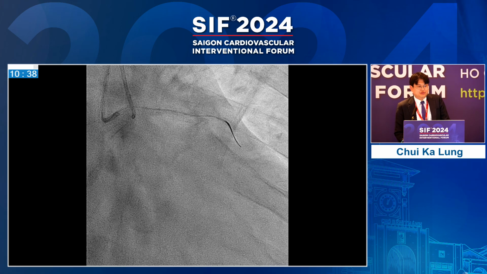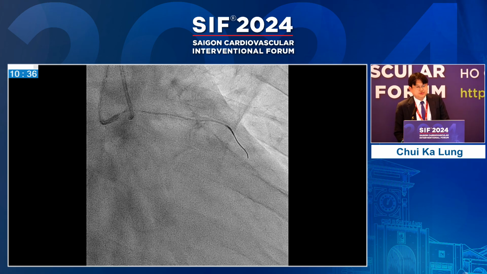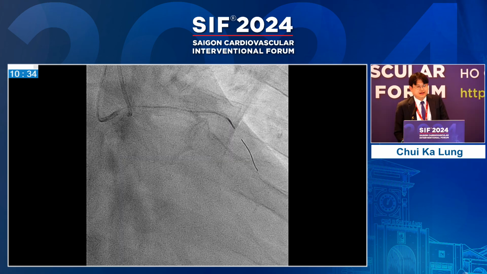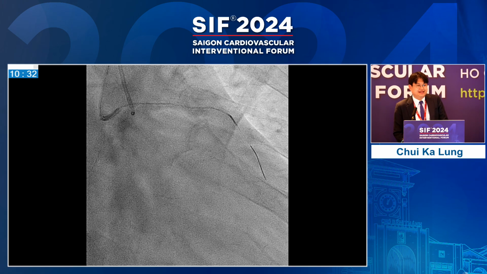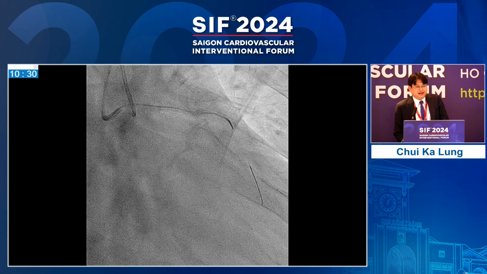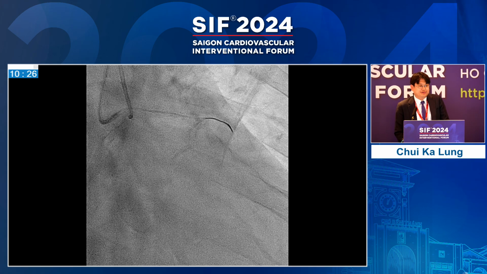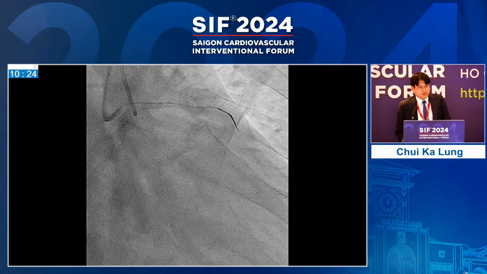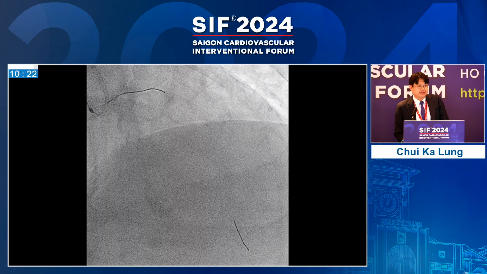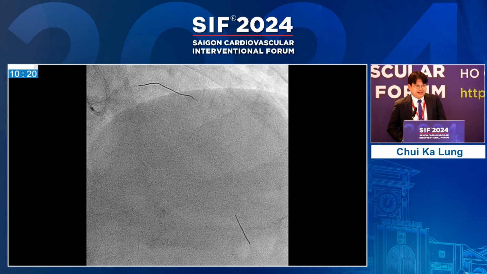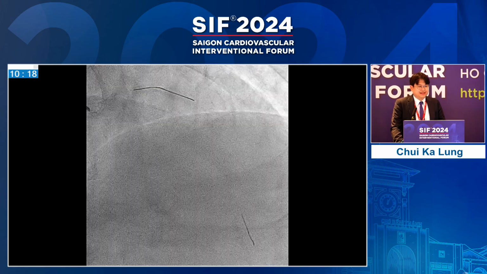This rotor drive wire is a new version of the rotor wire that has better maneuverability. So you can see a very good torque control. And after putting the microcatheter as far as we could, we replaced it with the rotor drive wire. And then what happened here, I'm going to explain in the next slides.